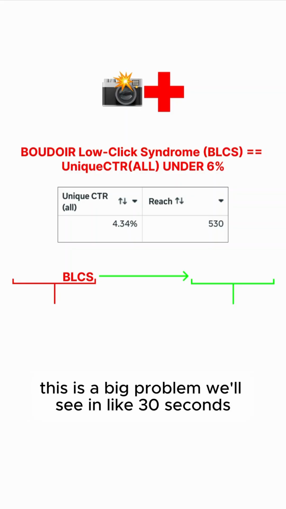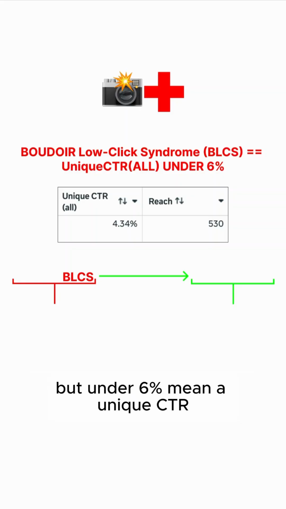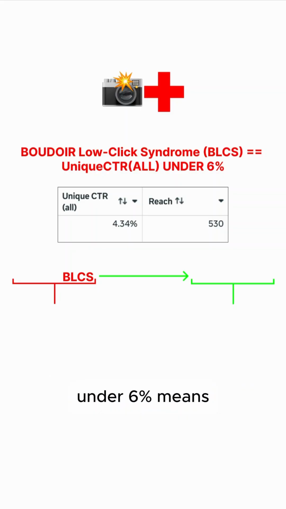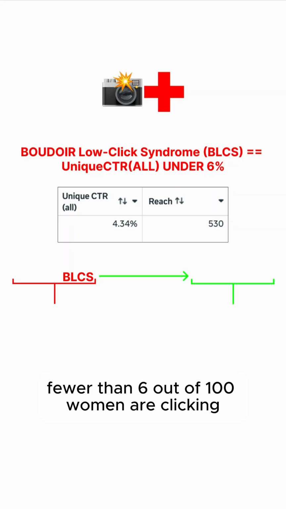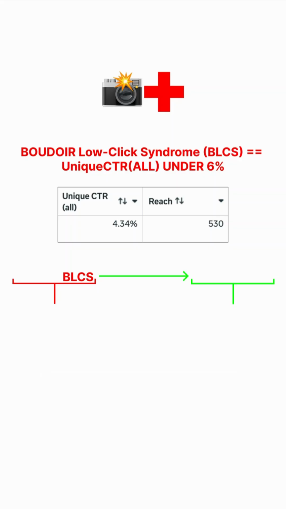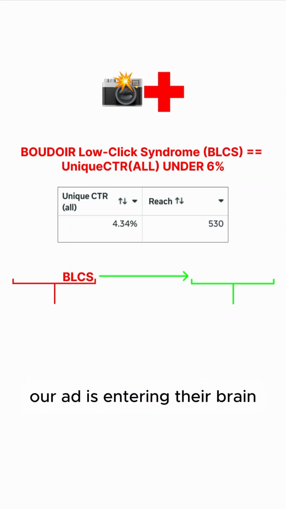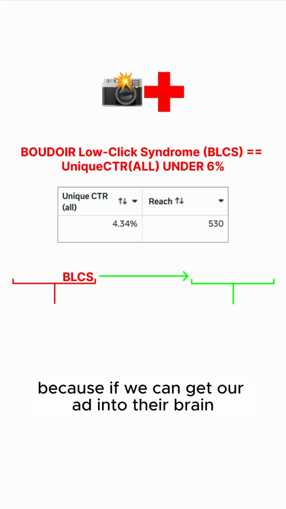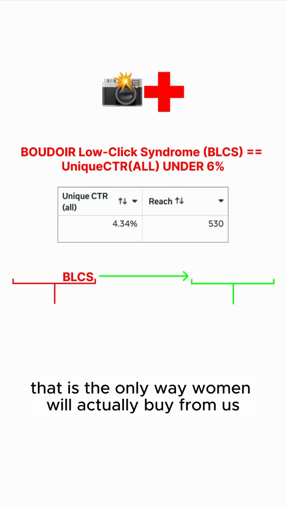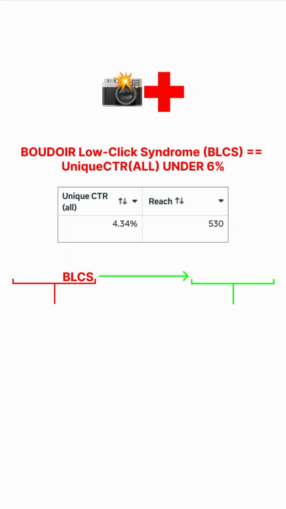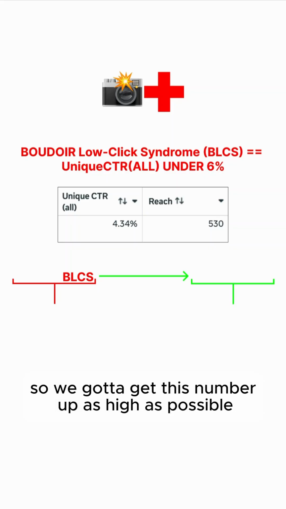This is a big problem, as we'll see in like 30 seconds. Under 6% unique CTR means fewer than 6 out of 100 women are clicking anywhere on our ad, which means fewer than 6 out of 100 women, our ad is entering their brain. And we care about that because if we can get our ad into their brain, that is the only way women will actually buy from us. So we've got to get this number up as high as possible.